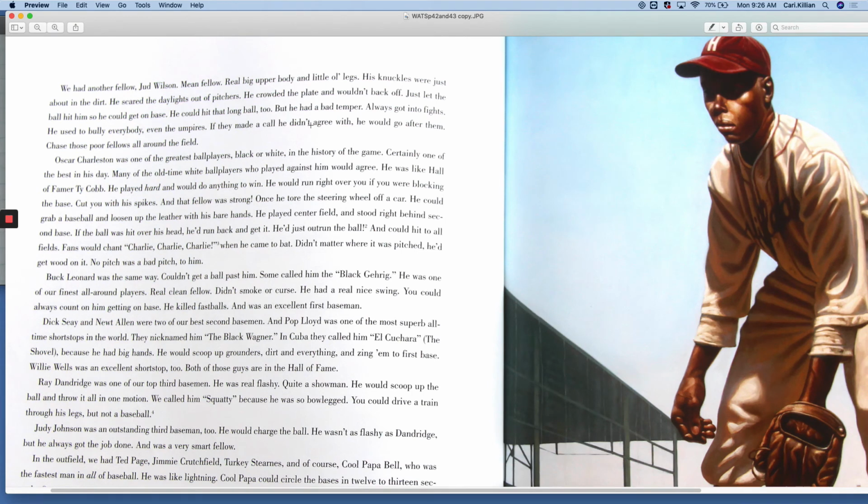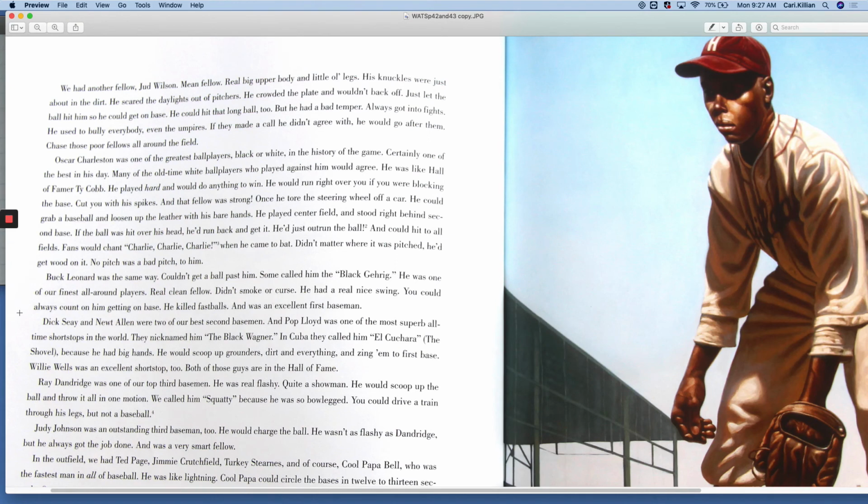Oscar Charleston was one of the greatest ball players, black or white, in the history of the game. Certainly one of the best in his day. Many of the old-time white ball players who played against him would agree. He was like Hall of Famer Ty Cobb. He played hard and would do anything to win. He would run right over you if you were blocking the base, cut you with his spikes, and the fellow was strong. Once he tore the steering wheel off of a car.